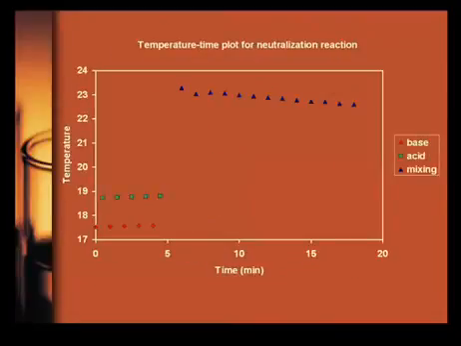So the temperature plot for a neutralization reaction will look similar to this, where the temperature versus time data for the base is the red diamonds. For the acid, it will be the green squares, and the temperature data for the mixture is blue triangles. Now, as you can see, the acid temperature and the base temperature will not be the same.